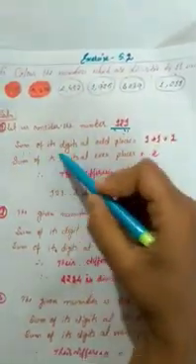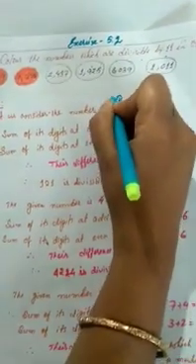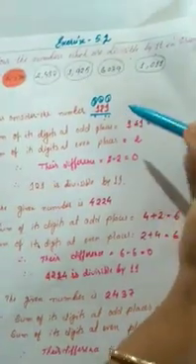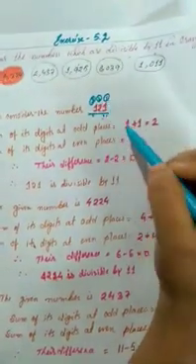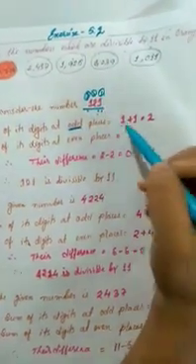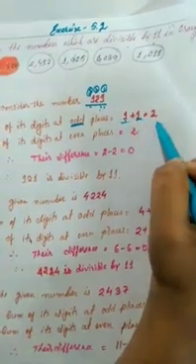See here, sum of its digits at odd places. Odd place means the ones place, then 1, 2, 3 - these are the three places, as it is a 3-digit number. So the ones place digit is 1, and next is odd, as it said odd place, so the third place is also 1, so 1 plus 1 is 2.